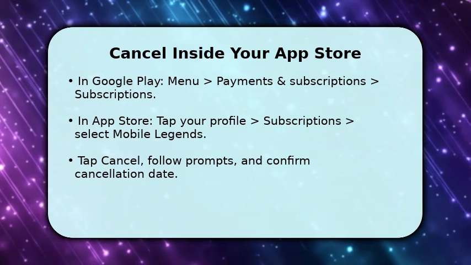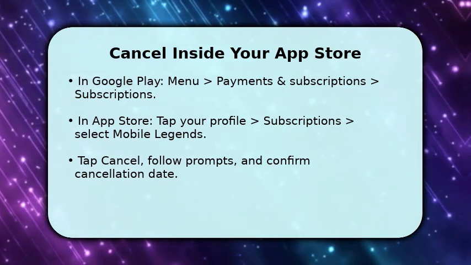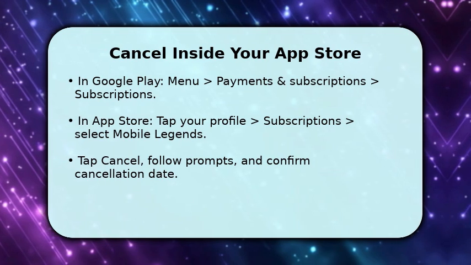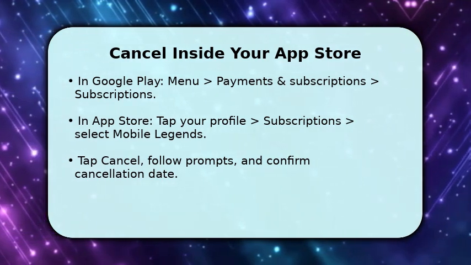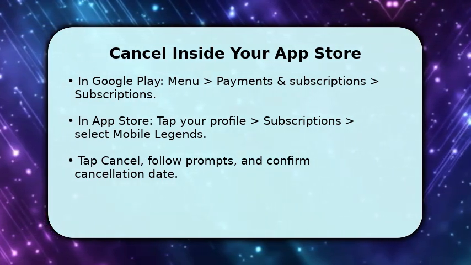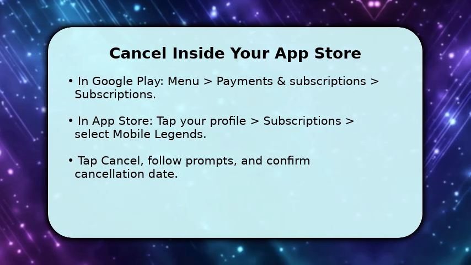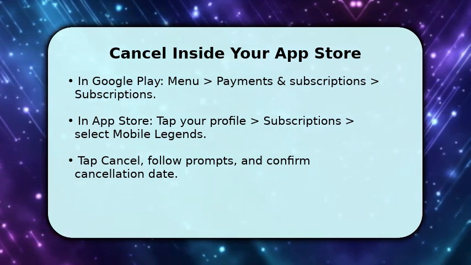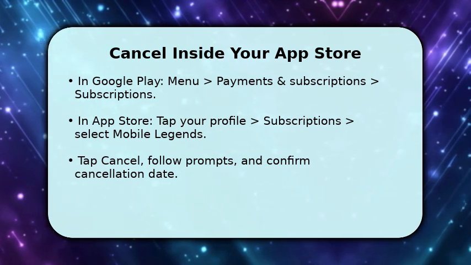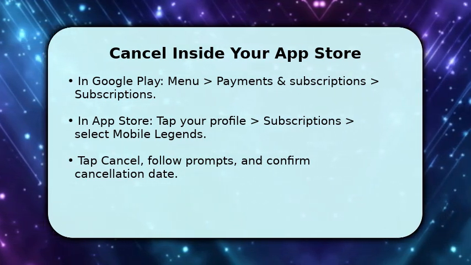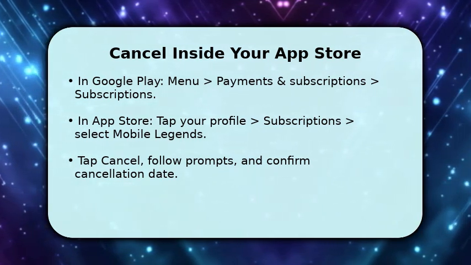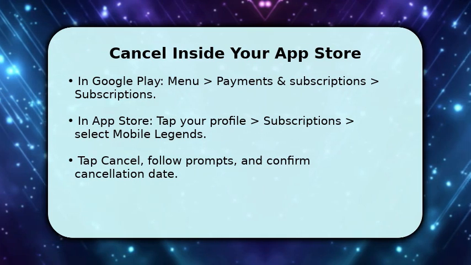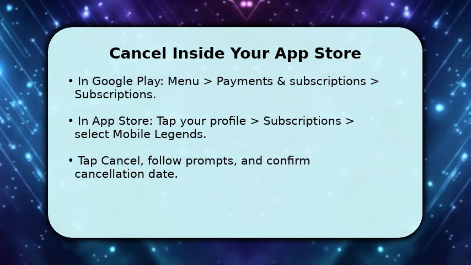On Android, go to Menu, then Payments and Subscriptions, then Subscriptions, find Mobile Legends and tap Cancel Subscription. Follow the prompts to confirm. On iPhone, open the App Store, tap your profile, choose Subscriptions, locate Mobile Legends, then cancel subscription and confirm when asked. Once completed, the store shows the end date, so you know how long the current paid period remains active and that no new charges will occur afterward.